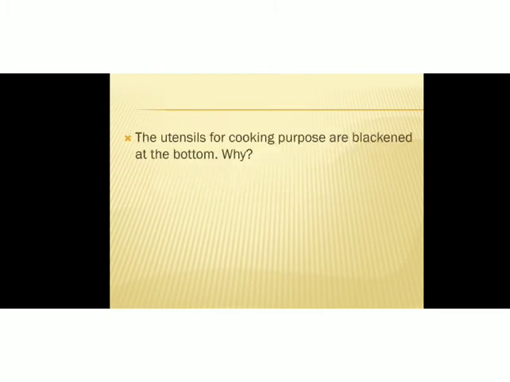And some examples or applications can be discussed now. The utensils for cooking purposes are blackened at the bottom. Why? Because black color absorbs maximum heat from the fire and it speeds up the cooking process. So that's why utensils for cooking purposes are blackened at the bottom.